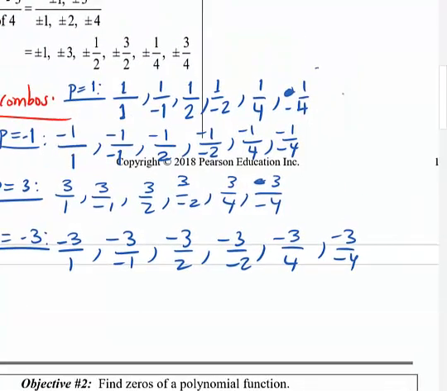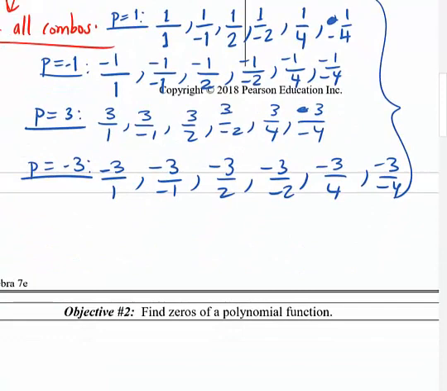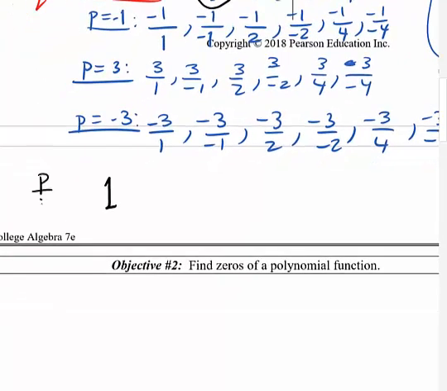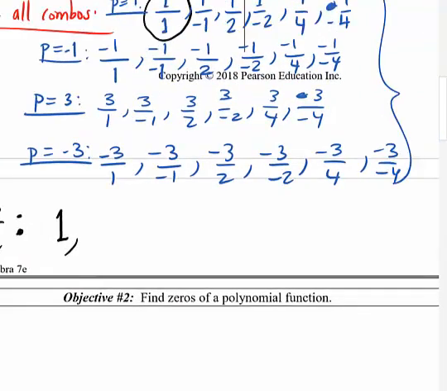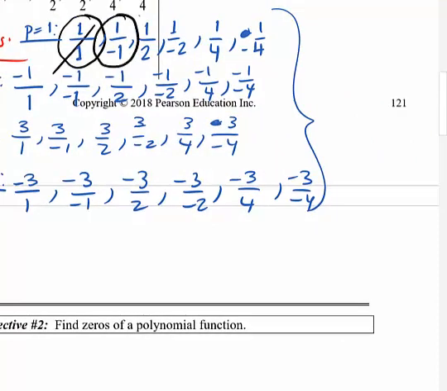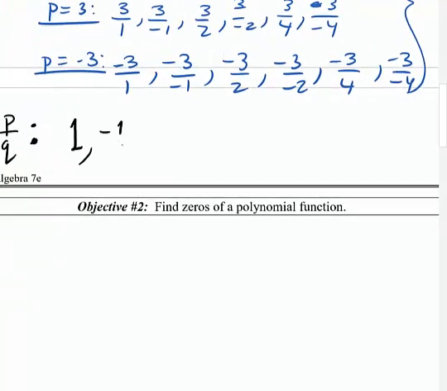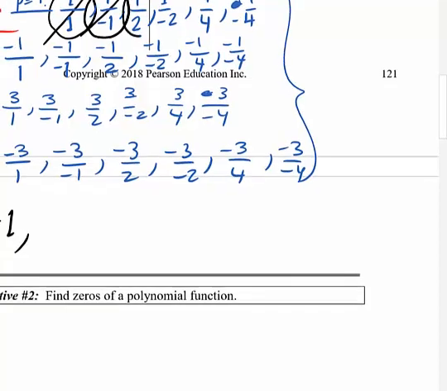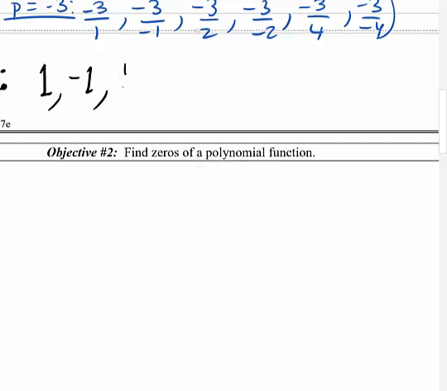So this is a lot of possibilities, but I think a lot of these are repeats. Let me keep track here. The very first one I wrote was 1 over 1. That's just a 1. I'm trying to clean everything up and simplify. So p over q could be any of these. I got 1 so far. Here I got 1 over -1. That's just -1. Okay, so that's another possibility. What else? 1/2, -1/2, 1/4, -1/4. I'm going to write all those down.